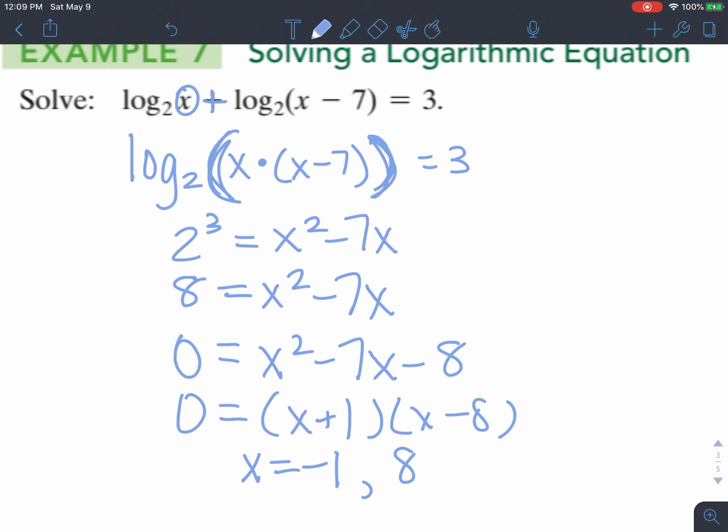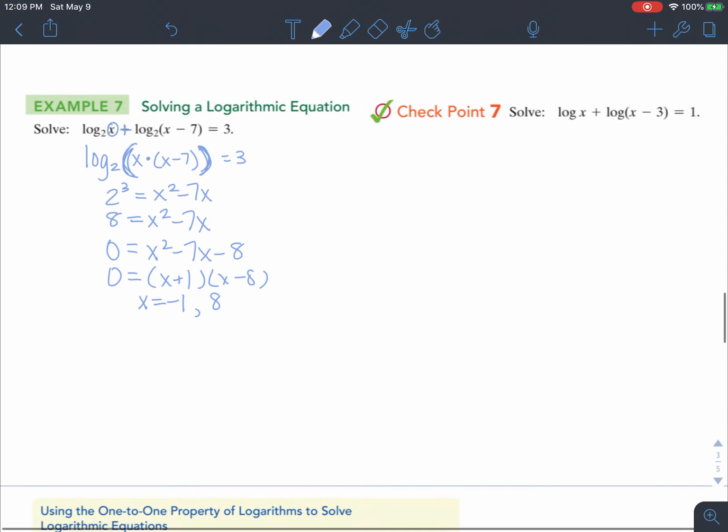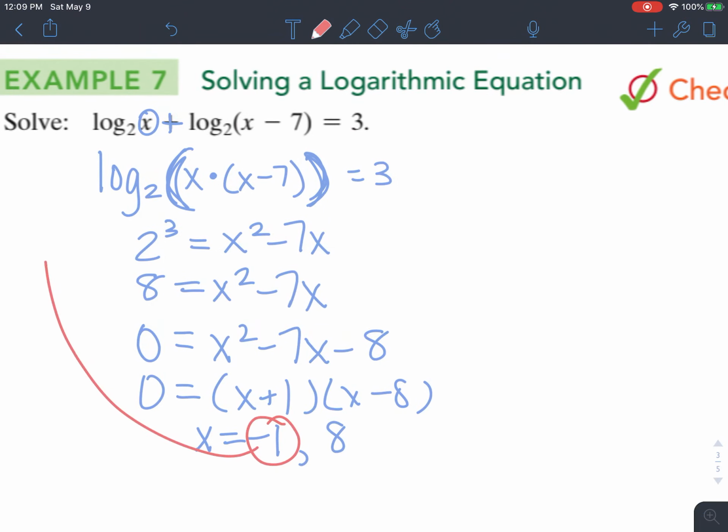Okay, but you need to check your answers. I should have checked them up top. I really should have, and I just kind of forgot. But okay, so x is negative 1. Let's look at that one first. That would have to go here. Log base 2 of negative 1. Why don't you type that in your calculator and see what it says? It says error, because you can't take the log of a negative number. So this is fake, not for real. You gotta let that go.